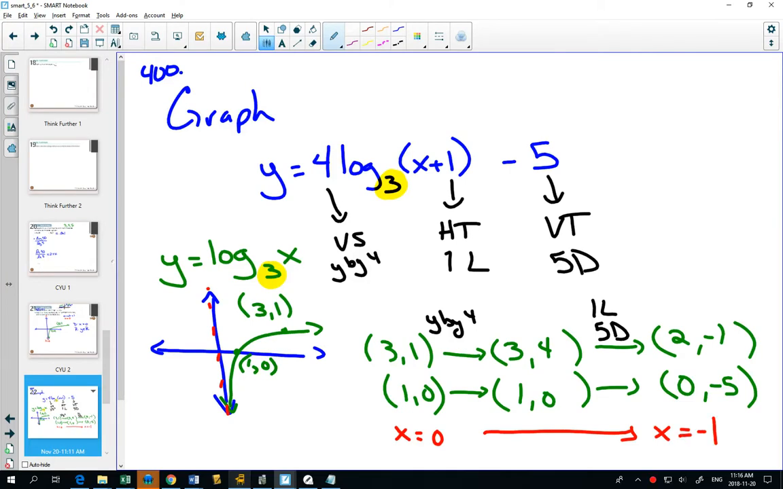So it'll be x equals -1. What's that? If it was an exponential graph, then it would be the 5 that would move it, yes.